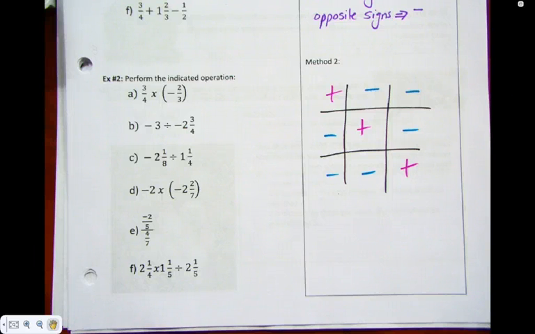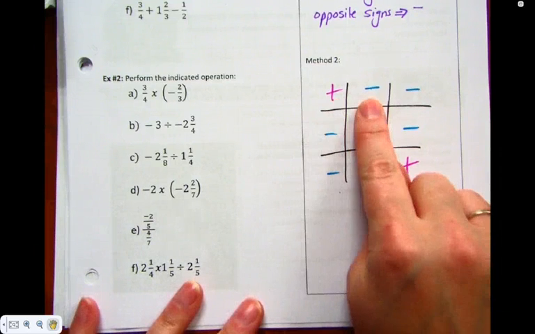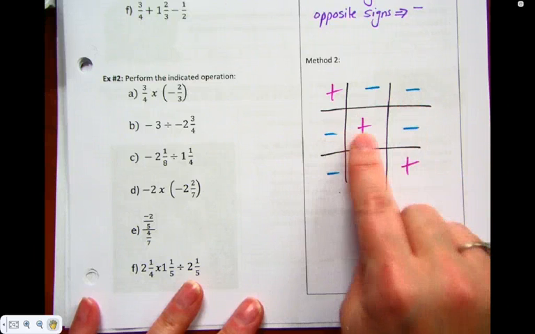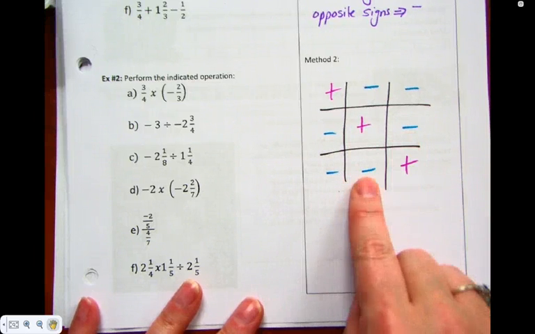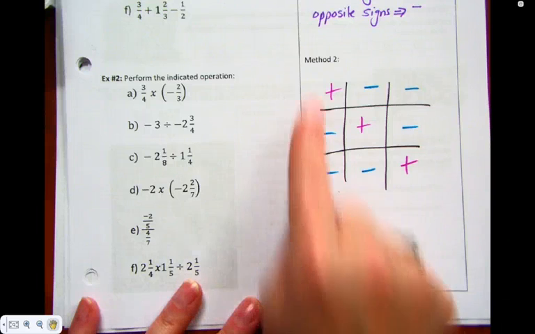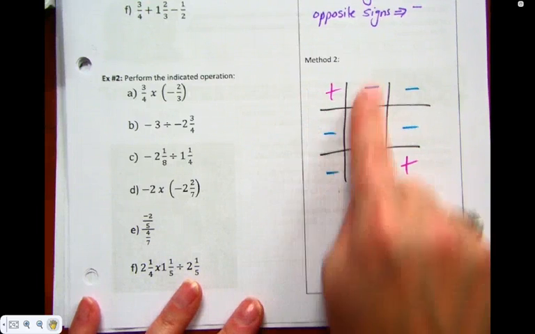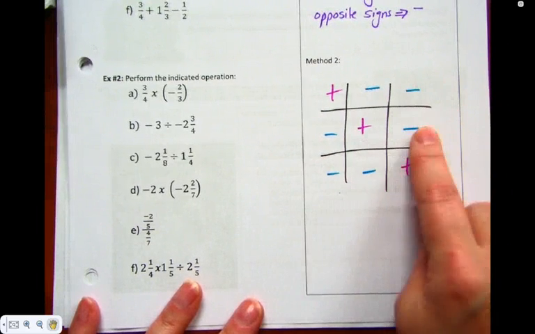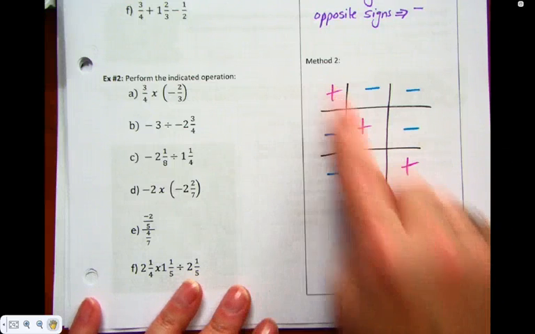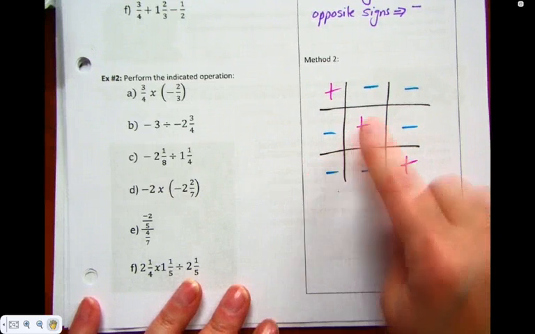Still with me so far? Every column, every row, and every diagonal will give you all the rules with the negatives and positives. So let's look at the row. A positive times a negative is? Negative times a positive is? A negative times a negative is? Let's do the columns. Positive times negative? Negative times positive? Negative times negative? Let's do the diagonals. Positive times positive? Positive times negative?